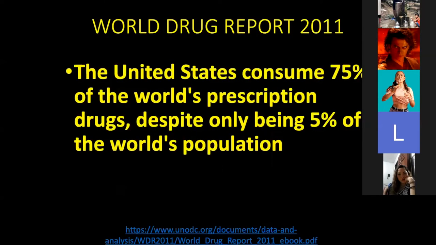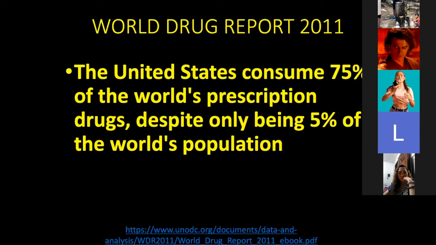Okay, so the World Drug Report in 2011 said that the United States, which again, we kind of use because the United States spends more per capita on healthcare than any other country in the world. Matter of fact, they spend about twice per capita as the average country. So we kind of use them as our gold standard for what the medical community is doing.